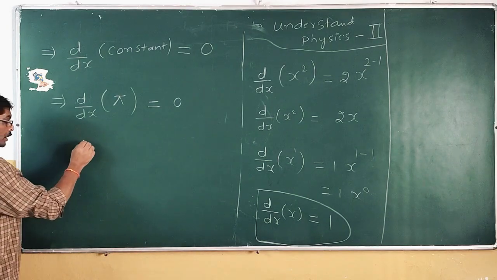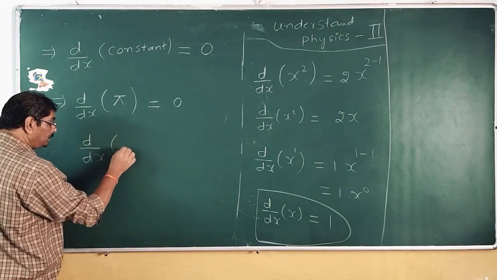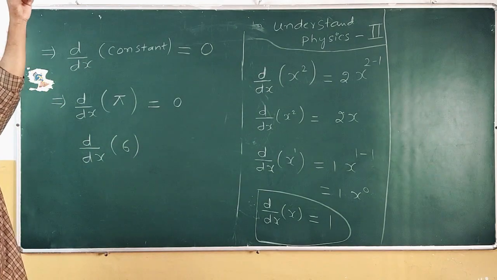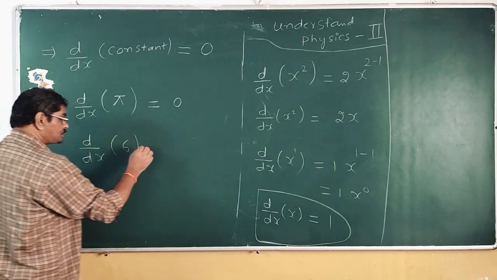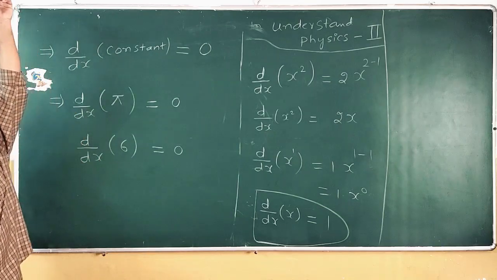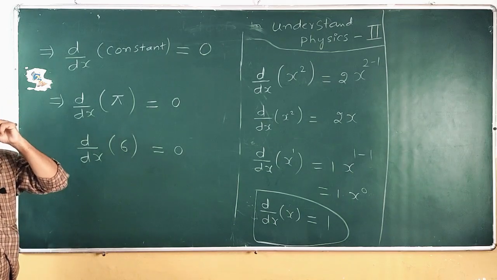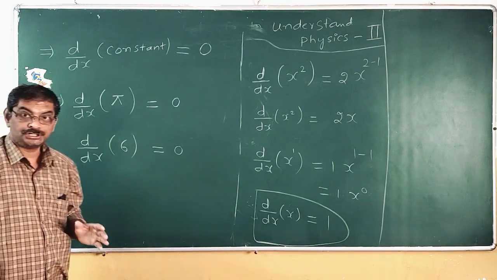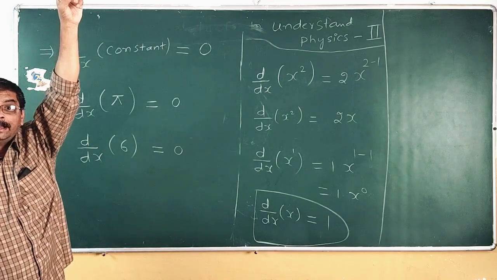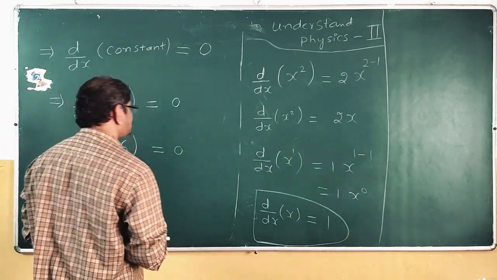Now similarly, if I take any other number, let us say d by dx of 6, 6 being a constant, d by dx of 6 will also be equal to 0. So remember, differentiation of any constant will always be equal to 0.